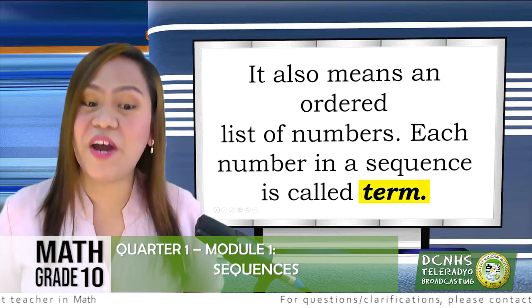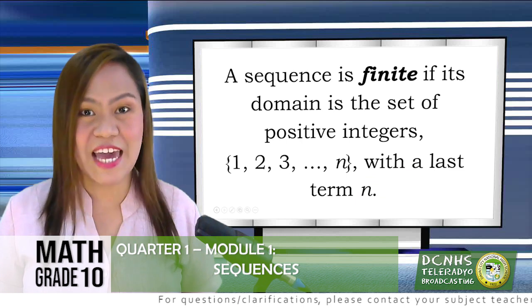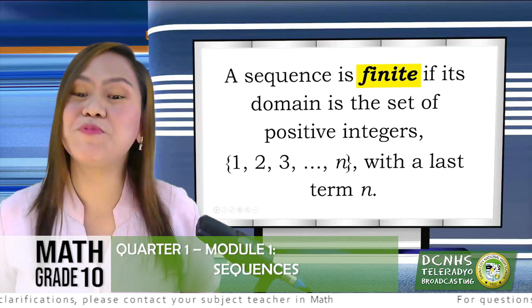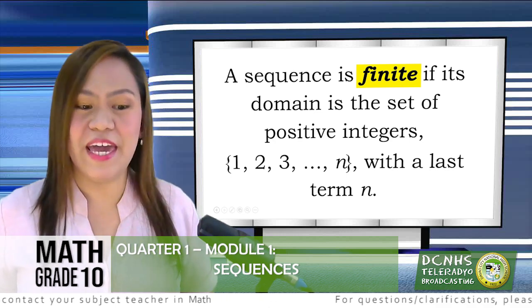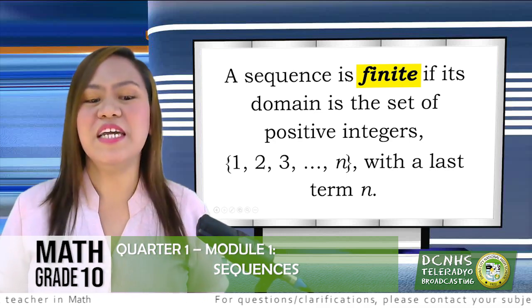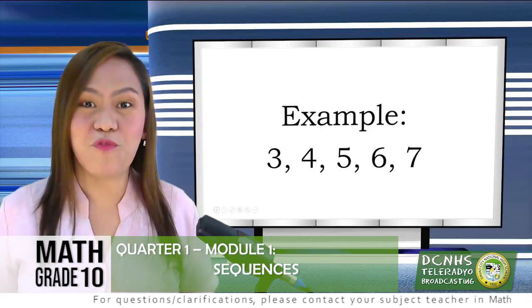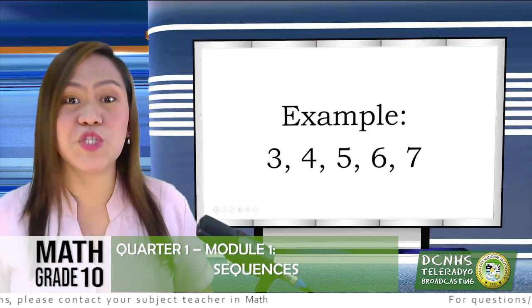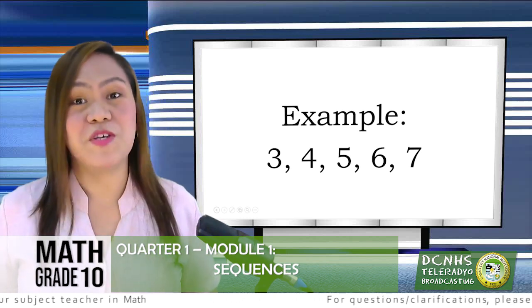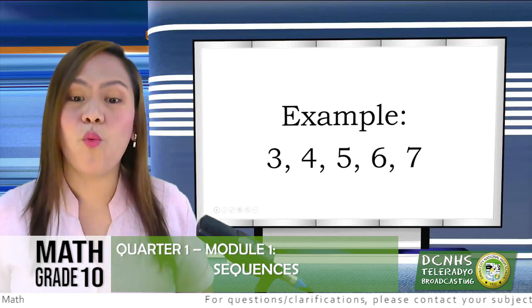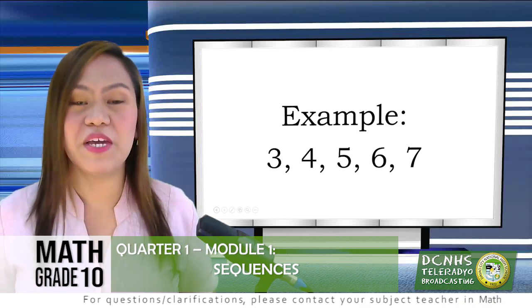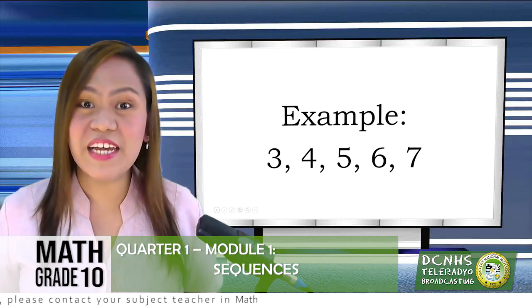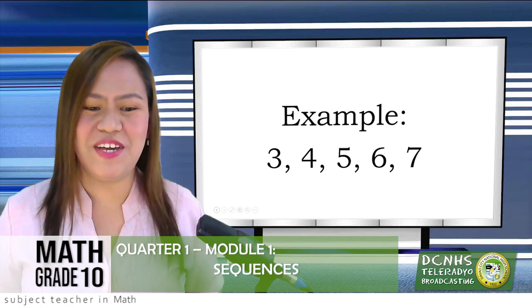A sequence is finite if its domain is the set of positive integers 1, 2, 3, up to n, with the last term n. Example, in the sequence 3, 4, 5, 6, 7, the first term is 3. The second term is 4, while the fifth or the last term is 7. Since the sequence has the last term, then it is a finite sequence.